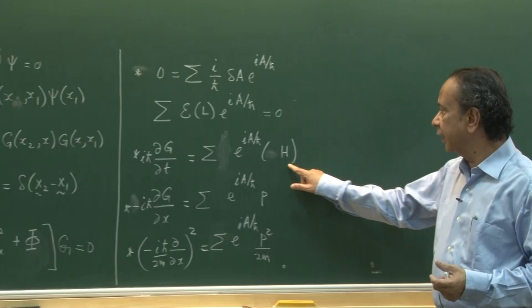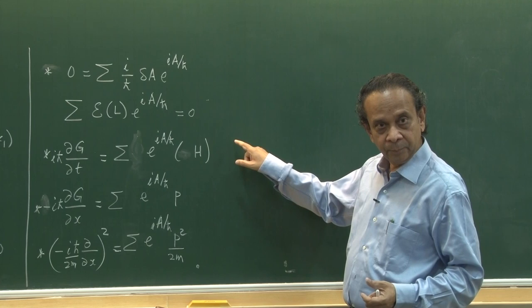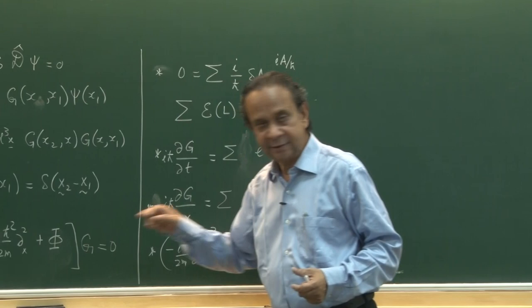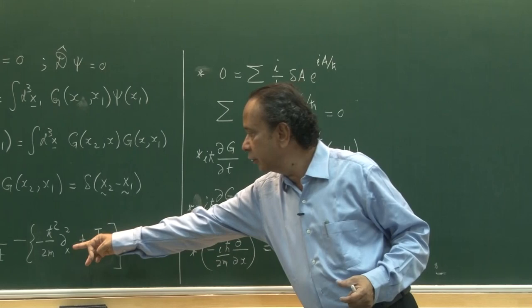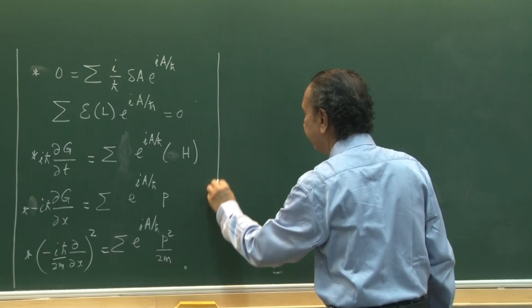That is going to give me this H. That H is going to have p squared by 2m and a V. So V times that g is this term, that V is phi. Phi times g is this term. p squared by 2m, when I replace it, I get this. And that is going into this operator. Therefore, we have proved the result that g satisfies this differential equation.